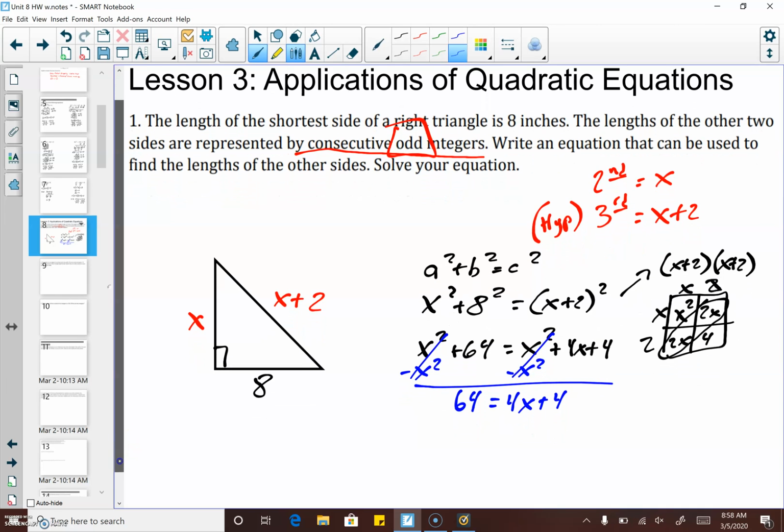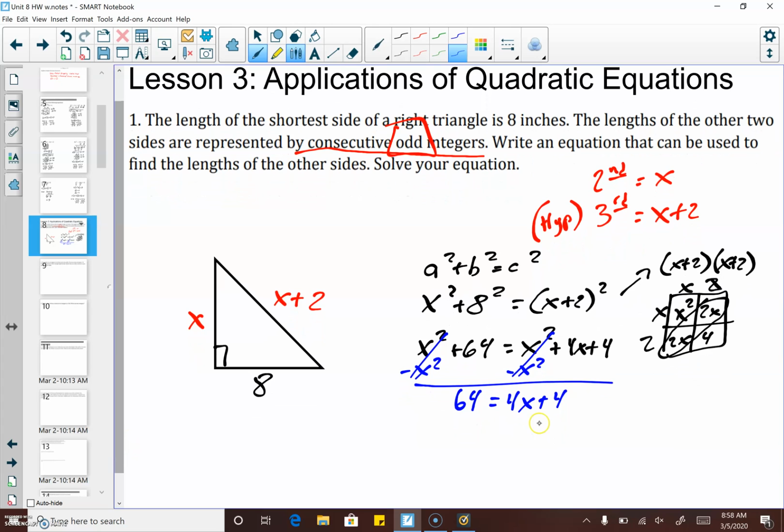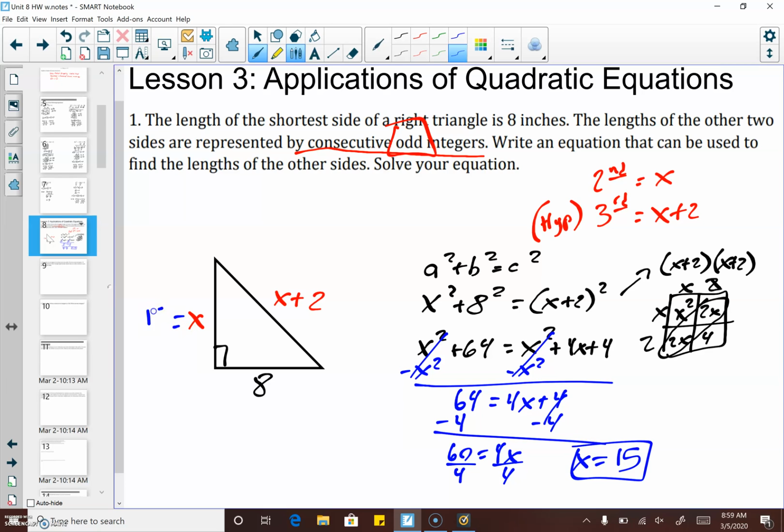And this actually becomes a linear equation. So we'll subtract our 4 on both sides. 60 equals 4x. We'll divide by 4 on both sides, and x is 15. So there's our answer for x. So we end up with our answers as 15 and 17 for the sides of our triangle.